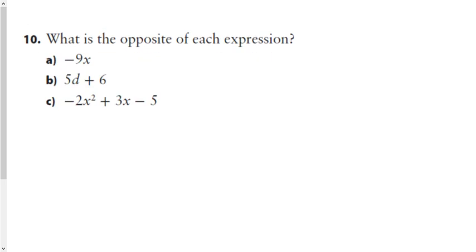Question 9, what's the opposite of each expression? Boy, this is a tough one. Positive 9x, negative 5d minus 6, and 2x squared minus 3x plus 5 is the opposite expression.